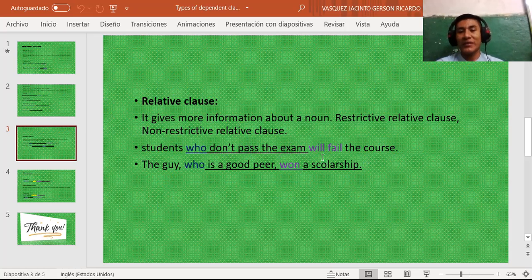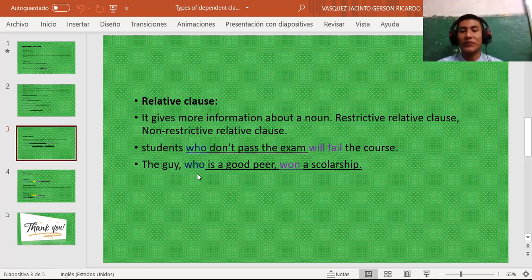Even though the sentence has a sense, we need the relative clause as something essential to comprehend the whole message. And then we have one example as a non-restrictive relative clause. The guy who is a good peer won a scholarship.